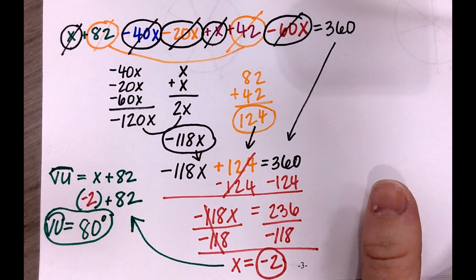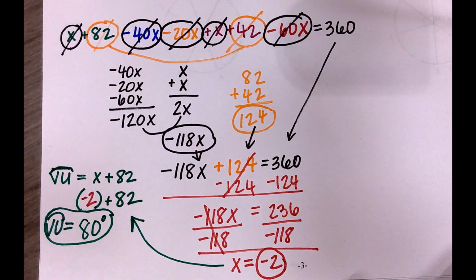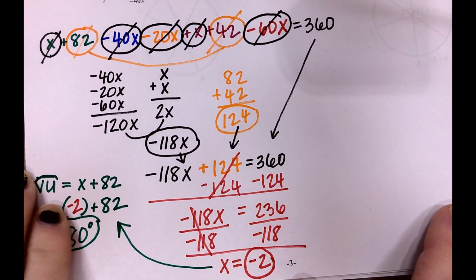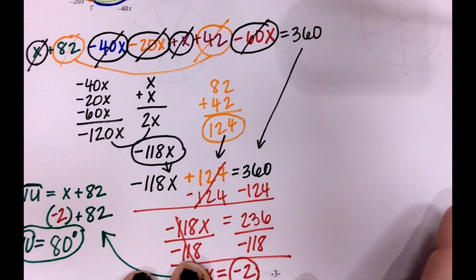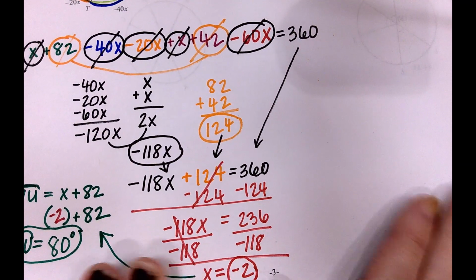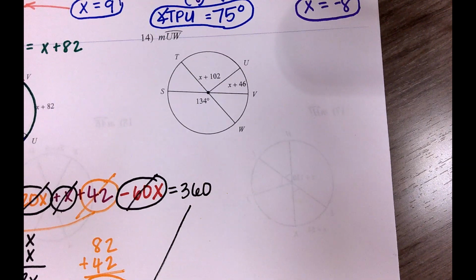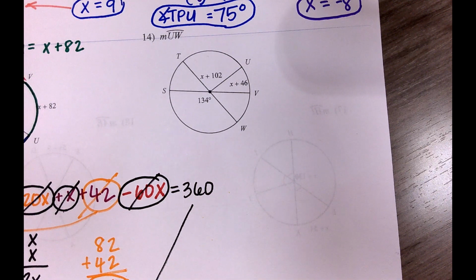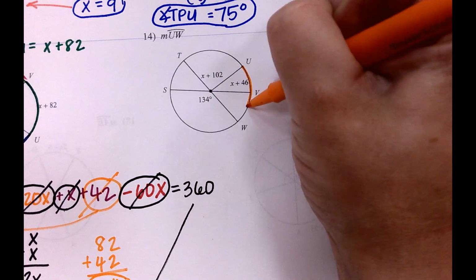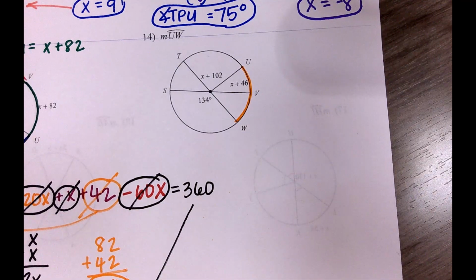And we'll do one more together before I give y'all a break. So now let's look at number 14. I'm trying to find the measure of the arc labeled UW, which is this. UW. This is a tricky one.